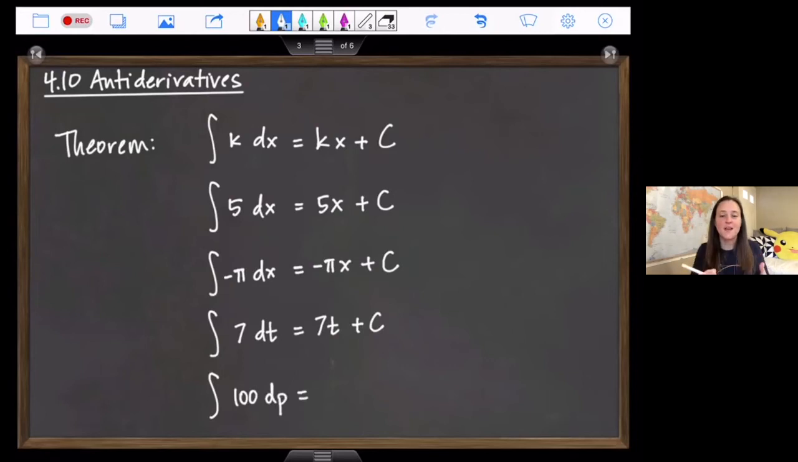So we know how to find the antiderivative of a constant. We just put a variable on there. This time we're going to put a p on there because this notation tells us that's what the variable is. So we would say 100p plus c, always getting a plus c at the end.